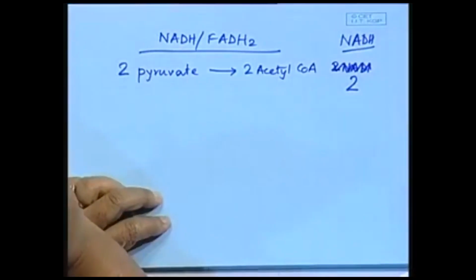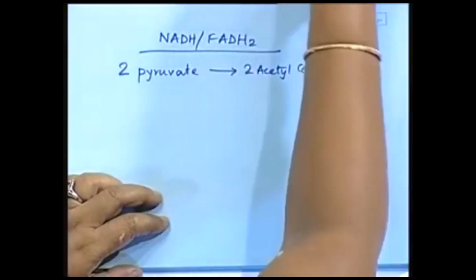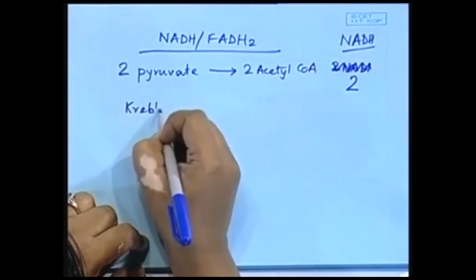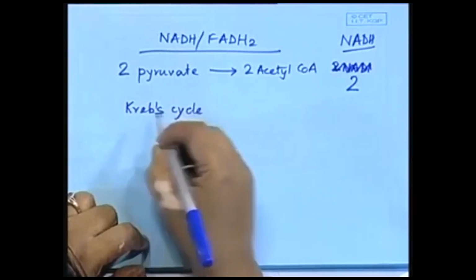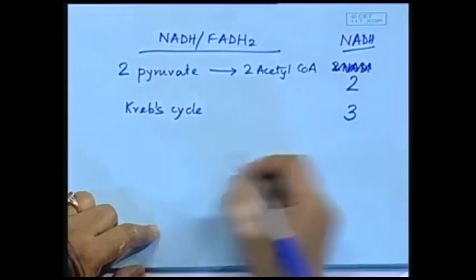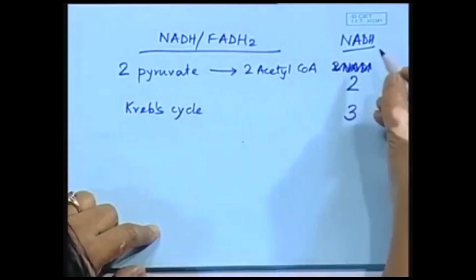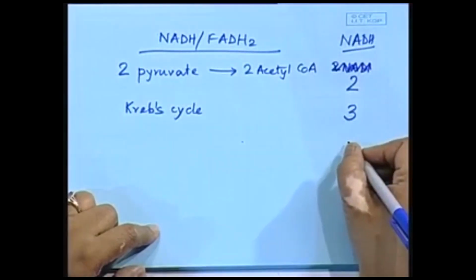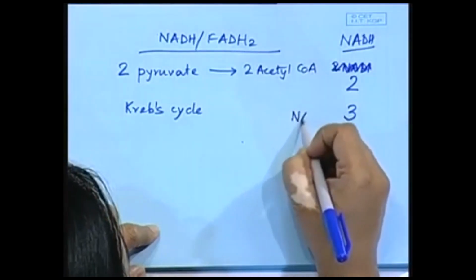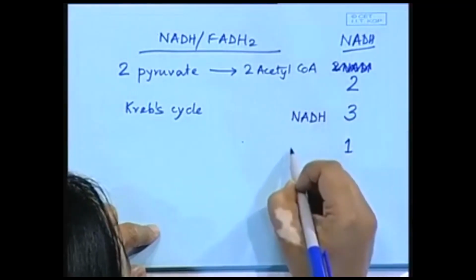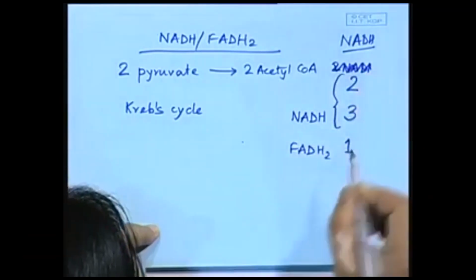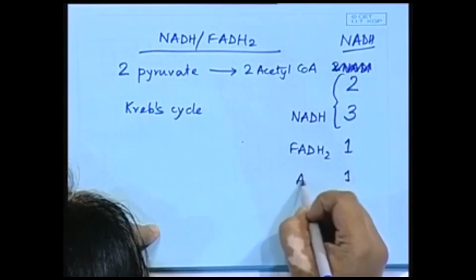Then in our other steps, we considered how many NADH we finally get in the Krebs cycle. I am not writing the steps. The Krebs cycle or the TCA cycle gives us 3 NADH. Then FADH2 we have 1 FADH2. So this is for NADH, this is 1 FADH2 and 1 ATP.